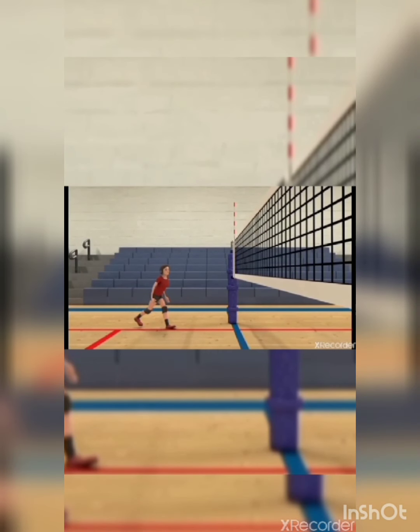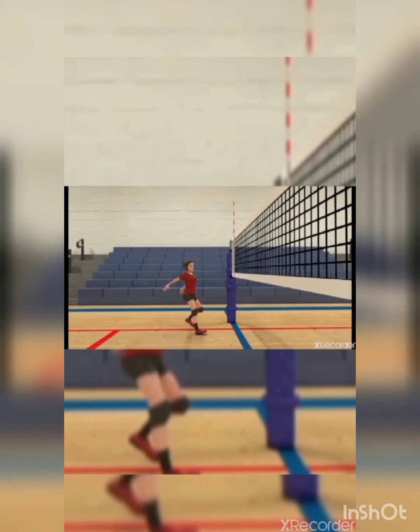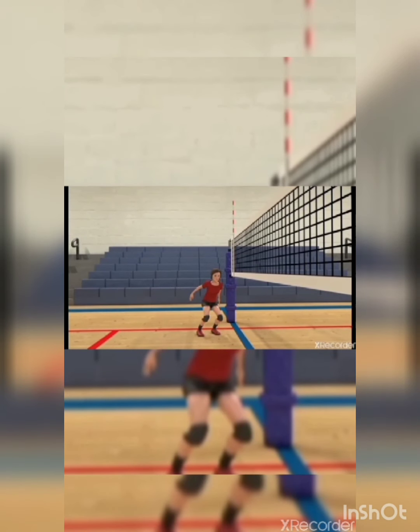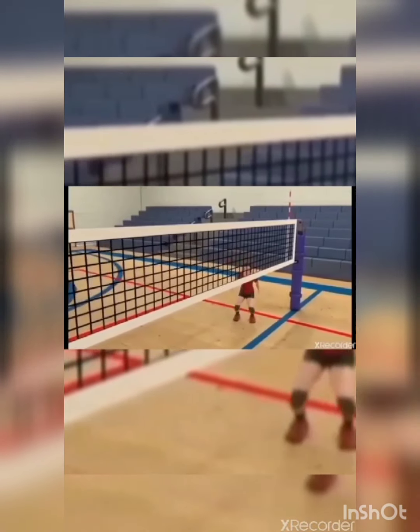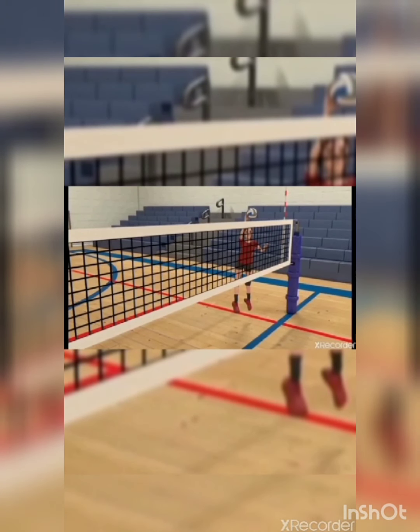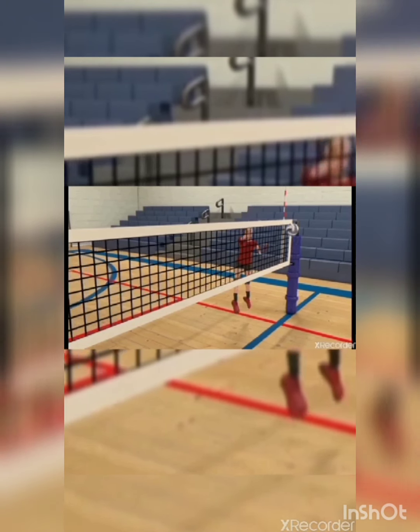Now here you can see the player very neatly comes close to the net, takes a jump and swings his or her hand hard on the ball to get a very strong hit, so that the ball comes downwards towards the other team's ground. In this way, it is called smash or spiking. This can also be done by simply placing the ball on the opposite team's side.